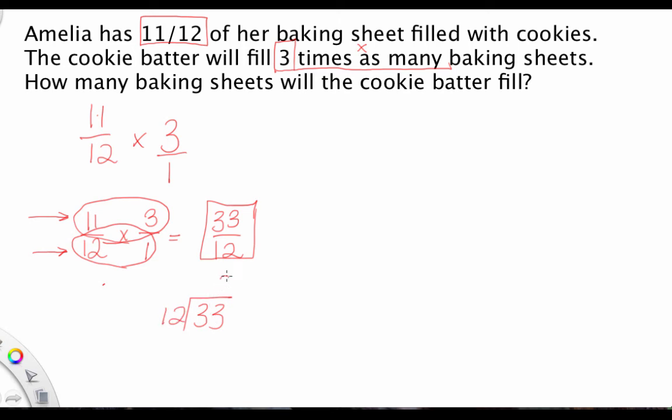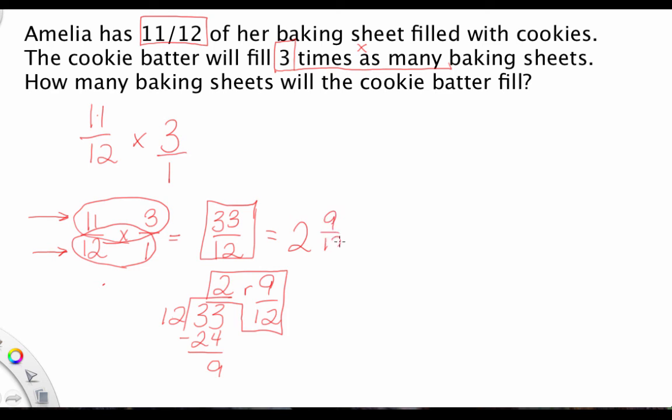12 goes into 33 2 times. 12 times 2 is 24. And when we do our subtraction, 33 minus 24 is 9. So we have 2 and 9/12. Unfortunately, we're still not done because 9/12 can be simplified.